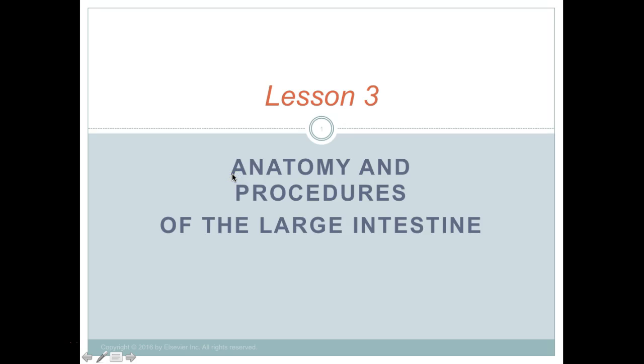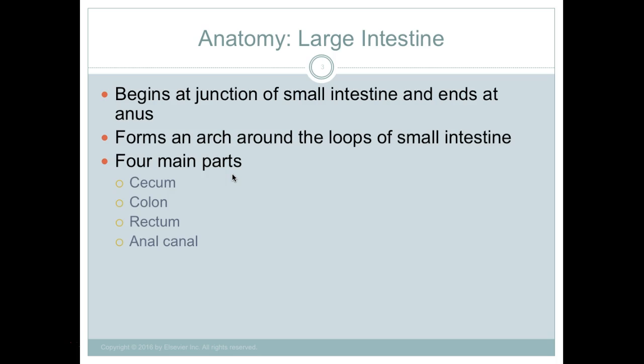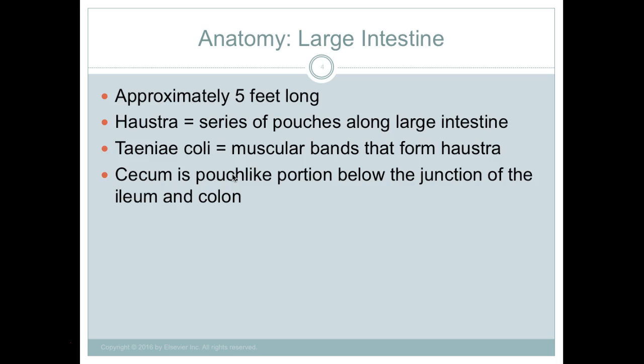Okay, so in this next lesson we're going to be talking about the large intestines. The anatomy begins at the junction of the small intestine and ends at the anus. It forms an arch around the loops of the small intestine, so it surrounds the small intestine. The four major parts are the cecum, the colon, the rectum, and the anal canal. It's approximately 5 feet long.